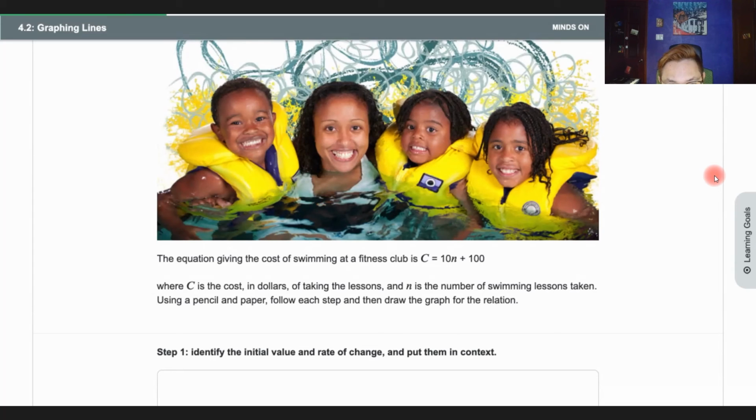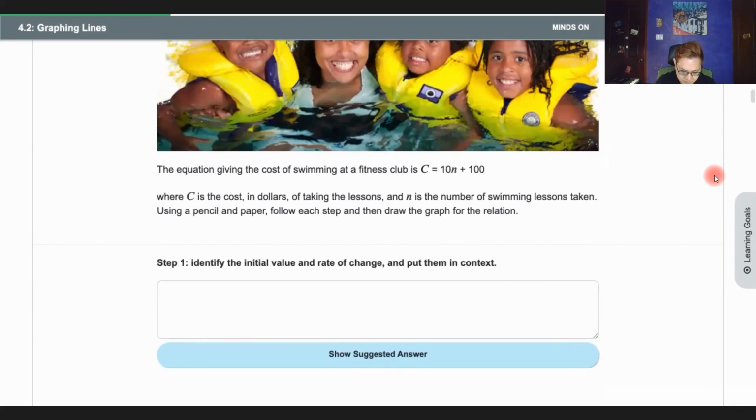Here C is the cost in dollars of taking the lesson, and n is the number of swimming lessons taken. Step 1. Identify the initial value and rate of change, and put them in context.